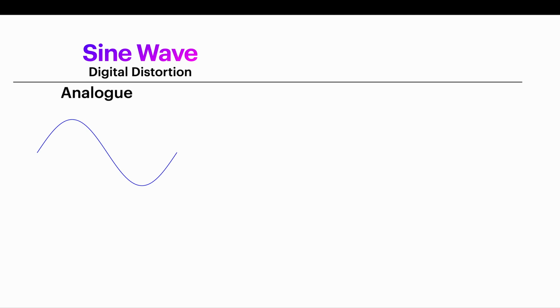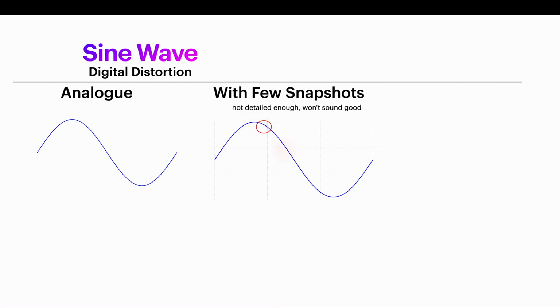So let's just give you a visual of this. This is an analog, and notice how this sine wave is perfect. There's no distortion in here at all. And let's just say that this is a Moog synth or whatever it is.